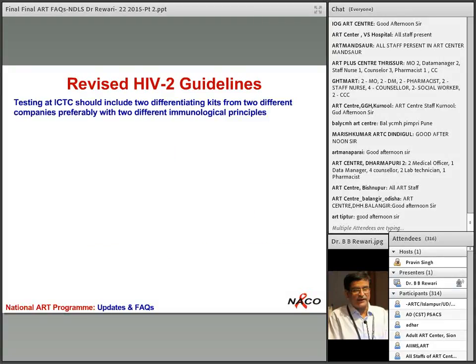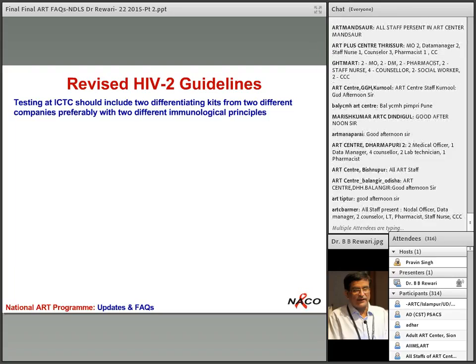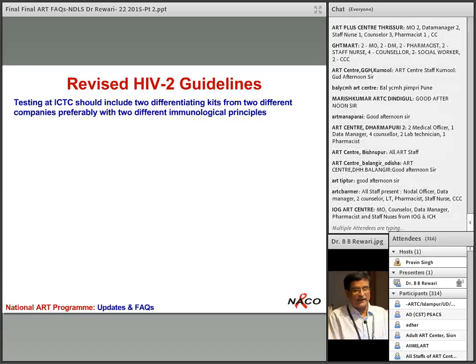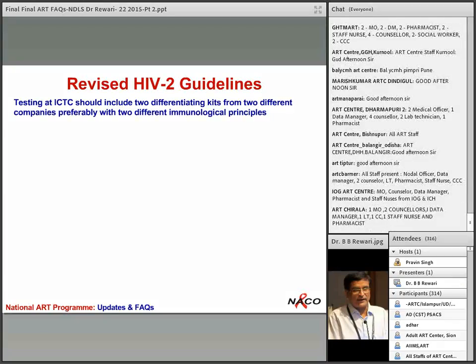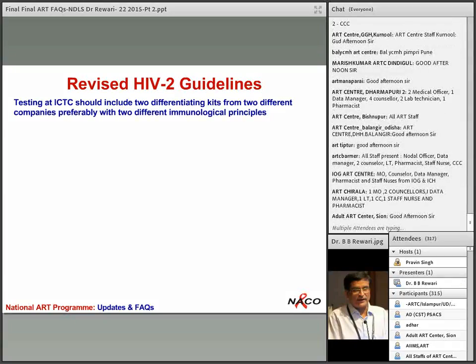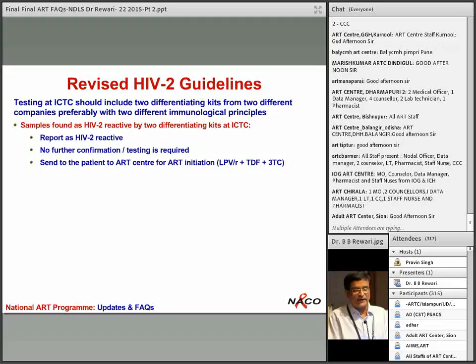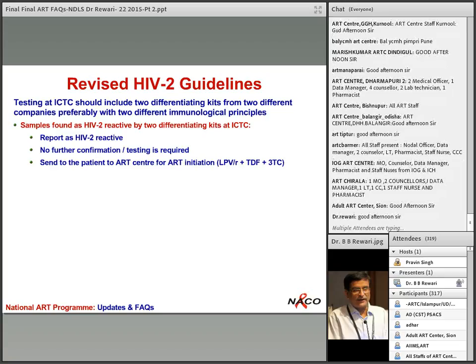HIV 2 guidelines, again I will just quickly recapitulate that ICTCs should have 2 differentiating kits from 2 different companies, preferably with 2 different immunological principles. This is supplied by NACO, and you have to check when you are talking about HIV 2 diagnosis. Samples which are found as HIV 2 reactive by 2 differentiating kits are to be reported as HIV 2 reactive and no further confirmation is required.